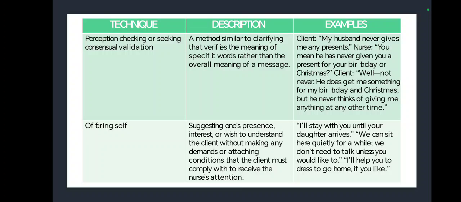Next is offering self, suggesting one's presence, interest, or wish to understand the client without making any demands or attaching conditions that the client must comply with to receive the nurse's attention. So for example: I'll stay with you until your daughters arrive. We can sit here quietly for a while. We don't need to talk unless you would like to. I'll help you get dressed to go home if you like.